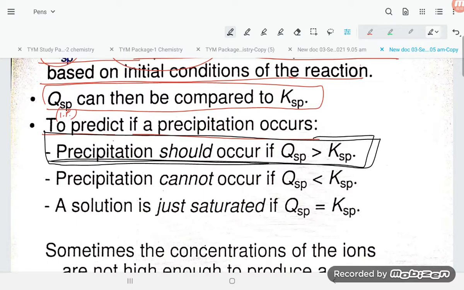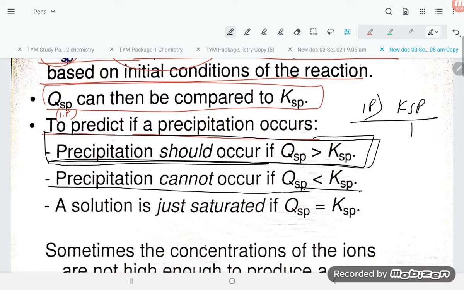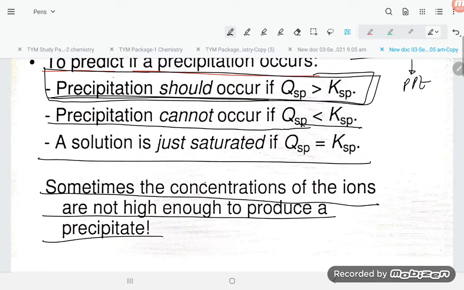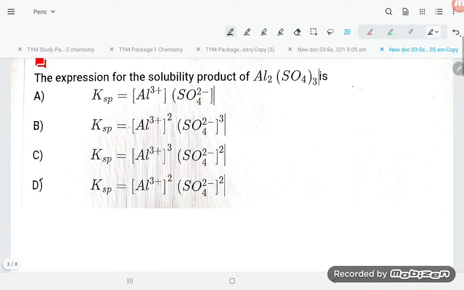So when the ionic product is more than the solubility product, then precipitation occurs. Precipitation cannot occur if Qsp is less than Ksp. Always keep in mind, students, ionic product should be greater than Ksp for the precipitate. And if both are the same, that is a saturated solution. Sometimes the concentration of ions is not high enough to produce the precipitate.